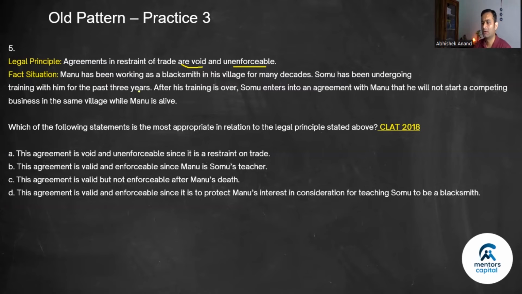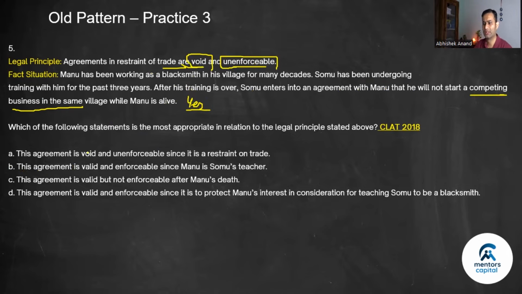Okay. Manu has been working as a blacksmith in his village for many decades. Somu has been undergoing training with him for the past 3 years. After his training is over, Somu enters into an agreement with Manu that he will not start a competing business in the same village. All you have to figure out or decide is whether this is in restraint of trade, yes or no. This is yes in restraint of trade. Therefore, it would be void and unenforceable.